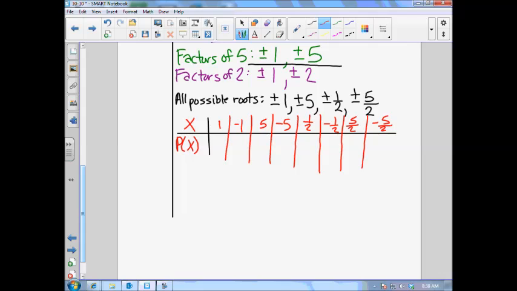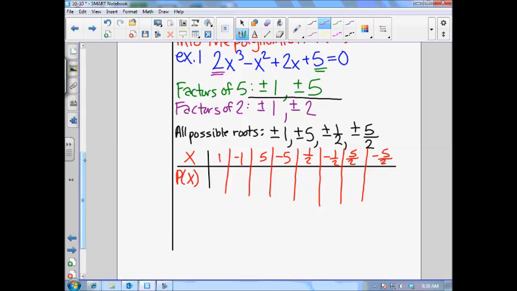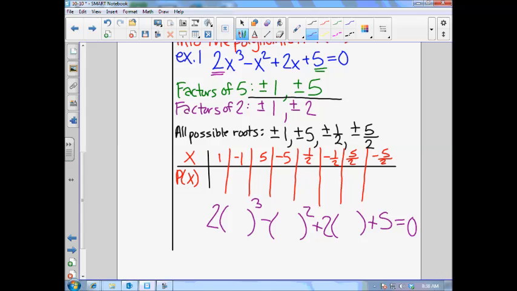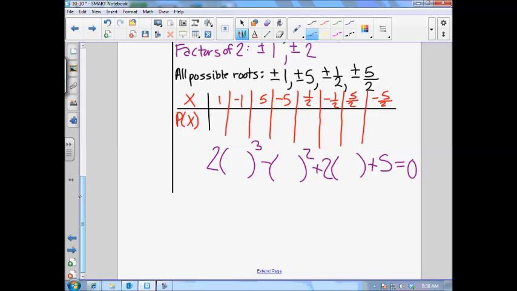When I say plug in, what are we actually plugging into? The equation. Wherever there is an x, I'm going to scroll up a little bit. This equation at the very top, next to example 1, wherever there's an x, so it says 2 and then an x, we're going to put parentheses, cubed, minus, there's an x, so we put parentheses, squared, plus 2 parentheses plus 5. And we want to know if it equals 0.